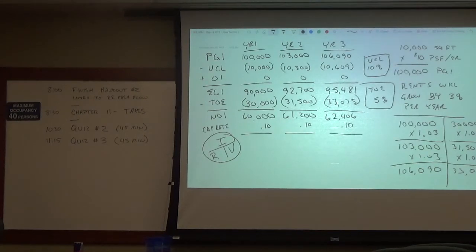All right? So that means that our income for that first year is $60,000. Our cap rate is remaining constant at 10%. So that means that our valuation for the first year would be $600,000. Does that make sense, everybody? Yes or no? Yeah. Okay.